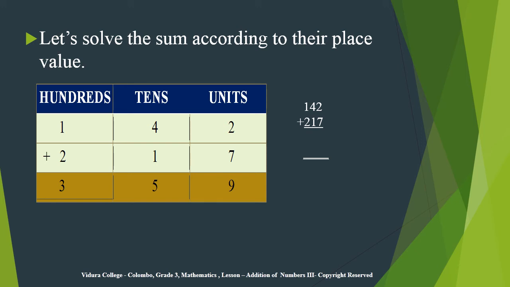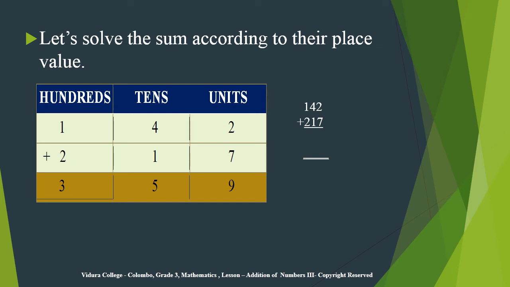Okay children, now let's see how to solve that sum using the place value. So this table represents the hundreds, tens and units. First you should add up the units place values. So when you add up the 2 units place values, which are 2 and 7, you will get the answer 9. Then you have to add up the tens place values. When you add up the tens place values, which are 4 and 1, you will get the answer as 5.